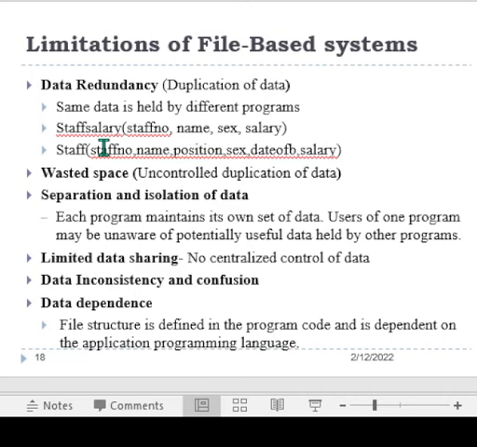Since the same data is redundantly duplicated again and again, it takes a lot of space. There is uncontrollable duplication of data. There is separation and isolation of data. Each application controls its own data and has its own management. That means there is separation and isolation of the data.